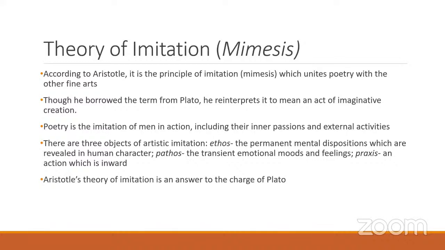And again, according to Aristotle, there are 3 objects of artistic imitation. They are ethos, pathos, and praxis. Ethos means the permanent mental disposition which is revealed in human character. Pathos is the transient emotional moods and feelings. Praxis is an action which is inward.